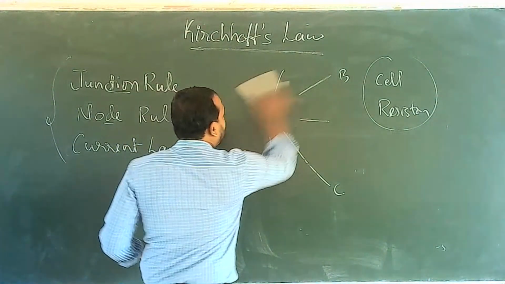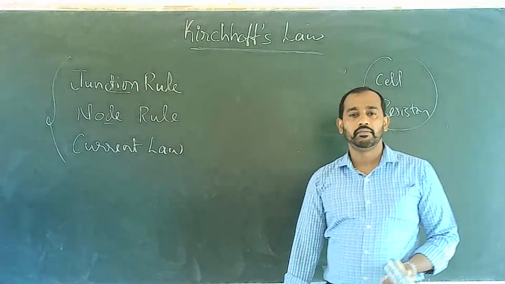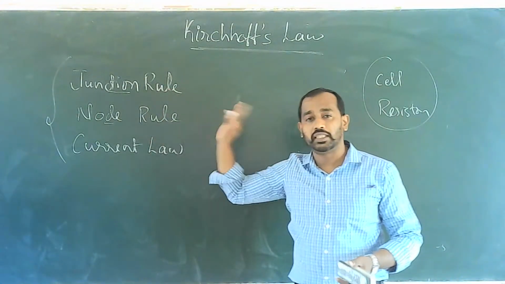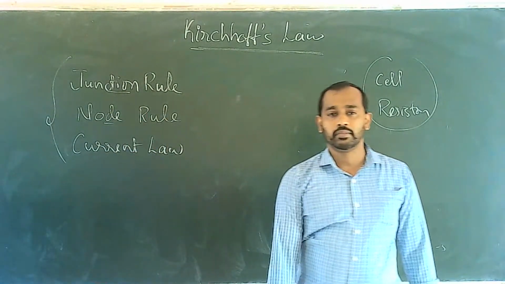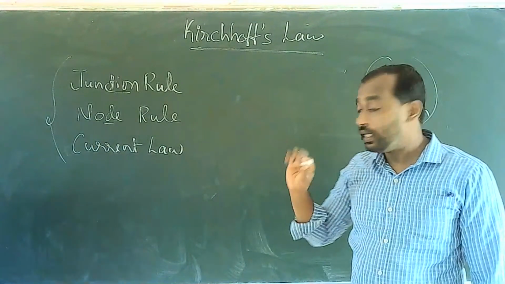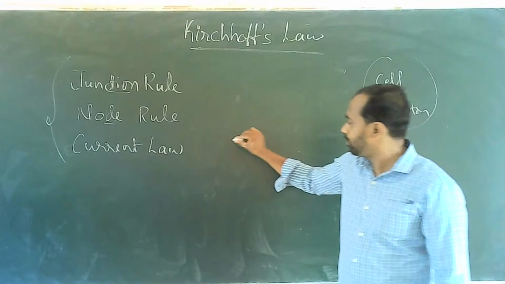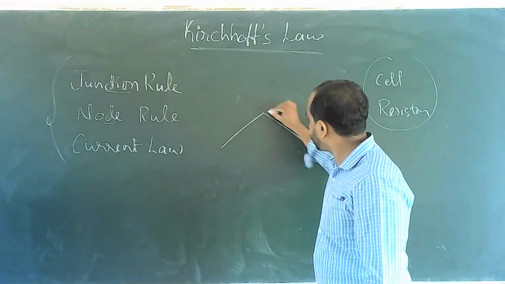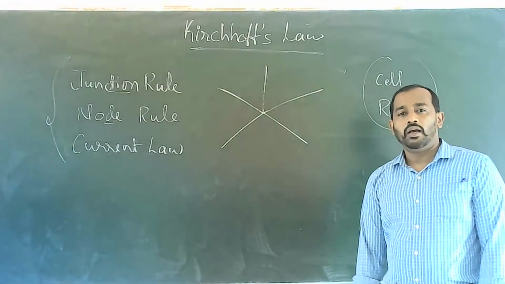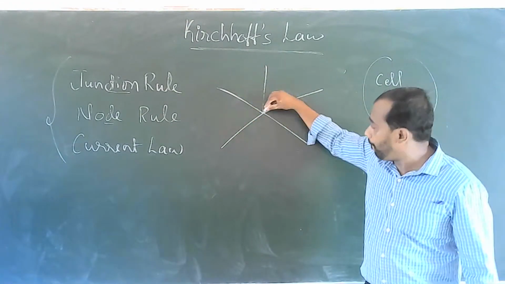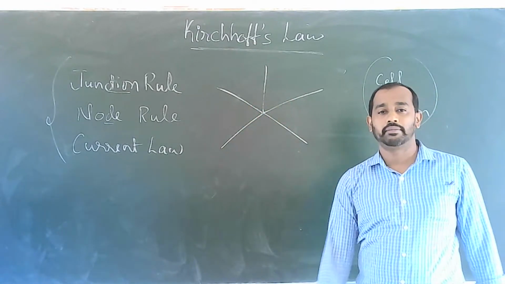Now, let us consider the meaning of the junction or the node. This rule is applicable for the junctions, so that's why the name junction rule or node rule. Now let us consider the different components connected at a given point, which is known as a junction. Like this. So there are 5 different paths available from this junction.